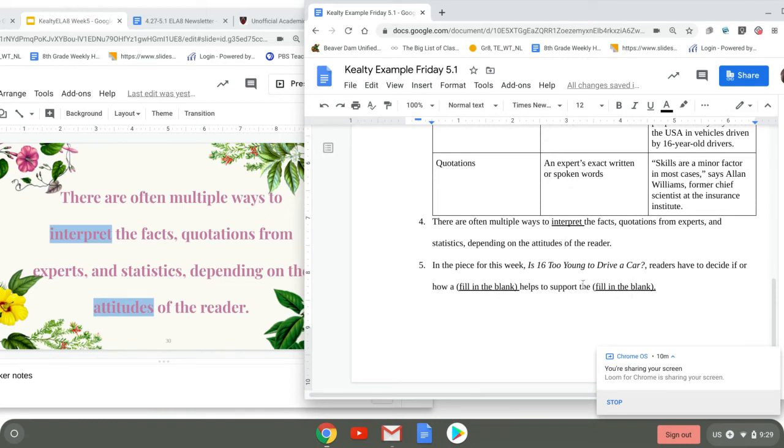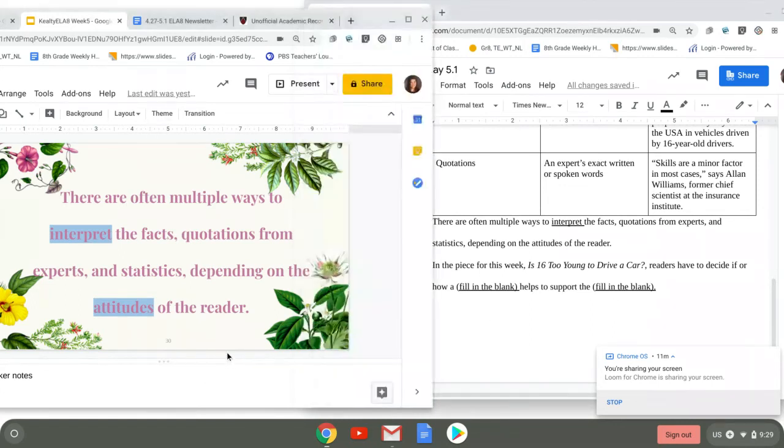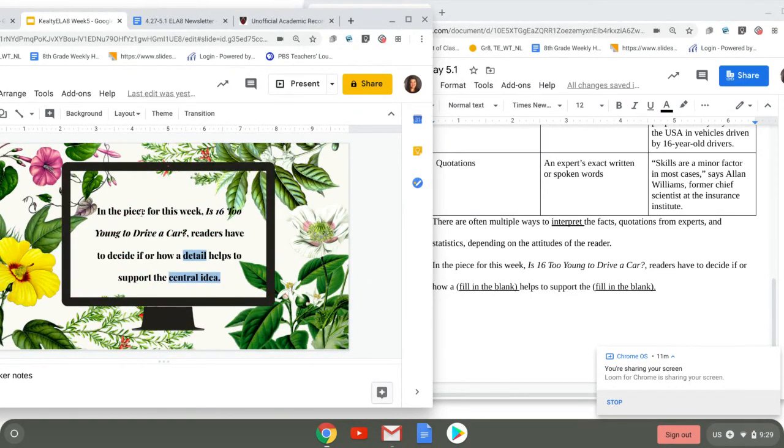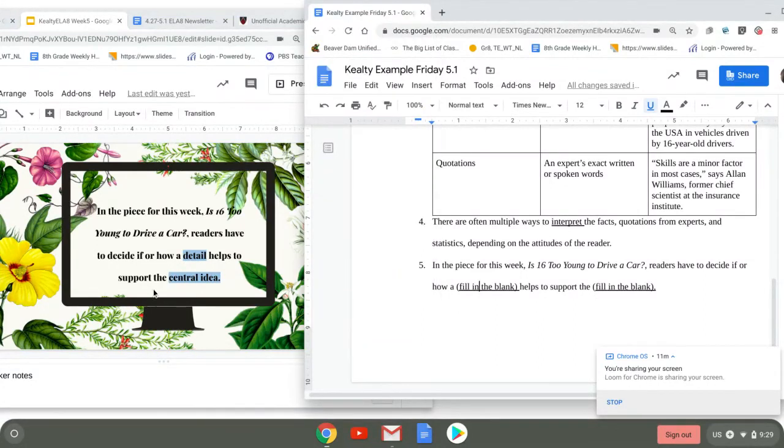So this blank right here needs to be supported by this blank right here. So we know that central ideas need to be supported by details. So how a detail helps to support the central idea.